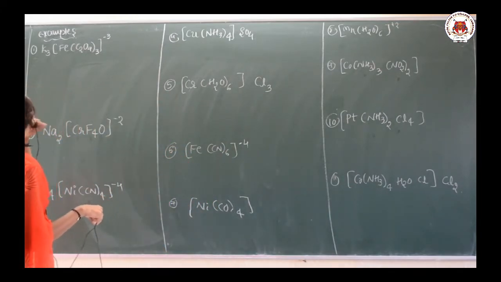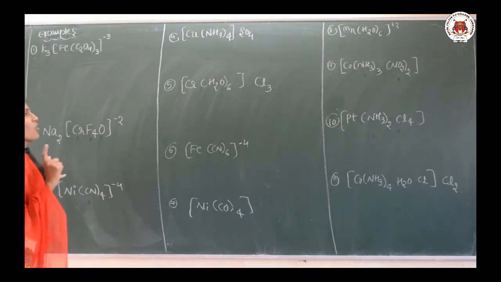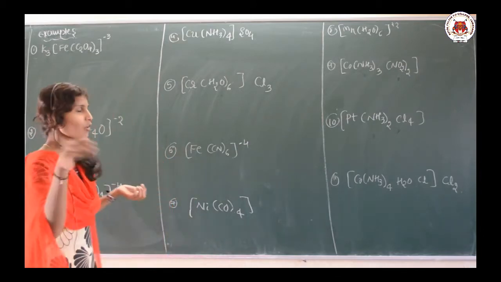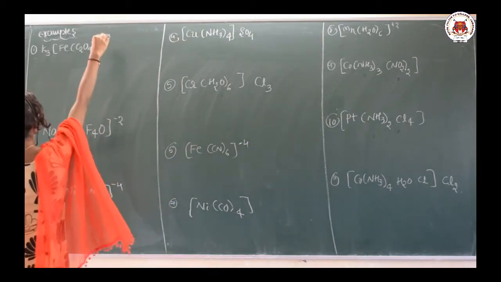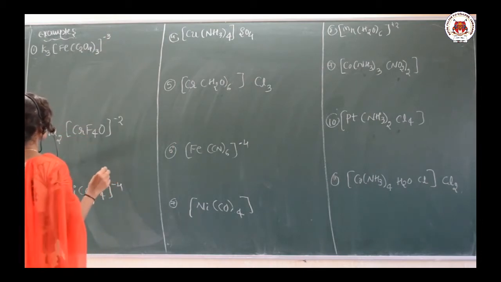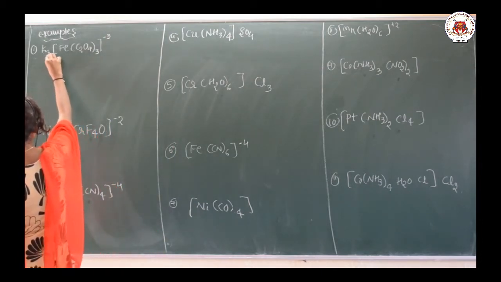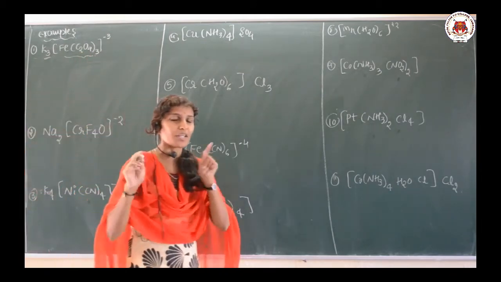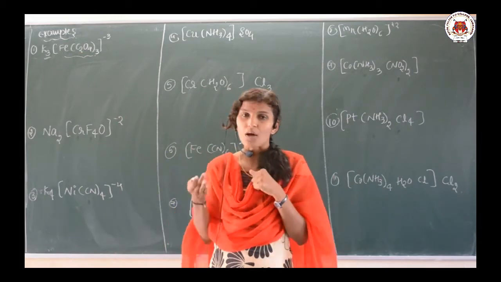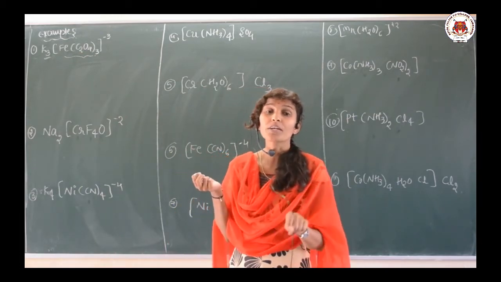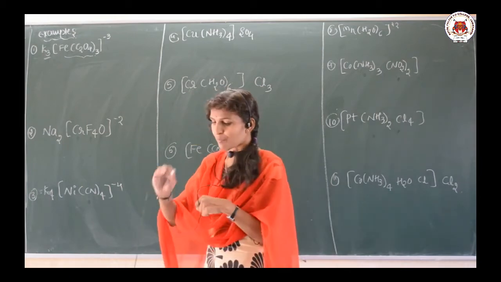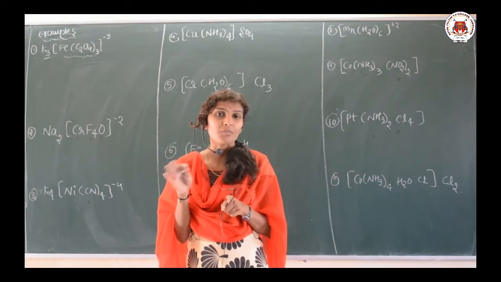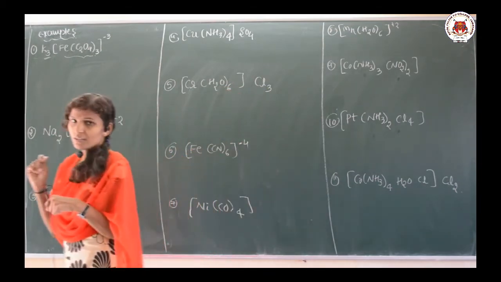So see here, I have written examples. We are going to find the oxidation number of the central metal atom. In any coordination compound, let us take this as our example. This is the counter ion and this is the coordination sphere, which is inside the bracket. What is inside the bracket is the coordination sphere, and what is outside the bracket is the counter ion. Always keep in mind that the charge of the counter ion and the charge of the coordination sphere must be balanced.